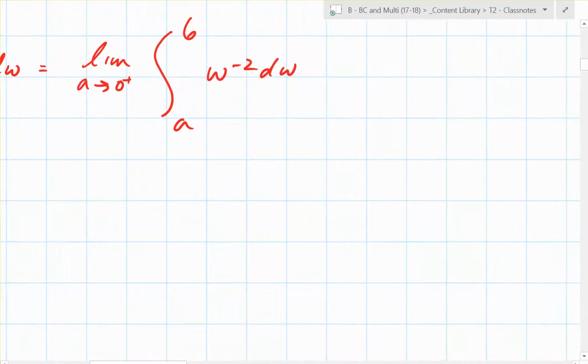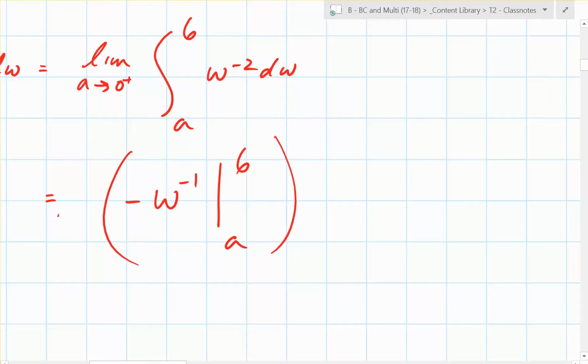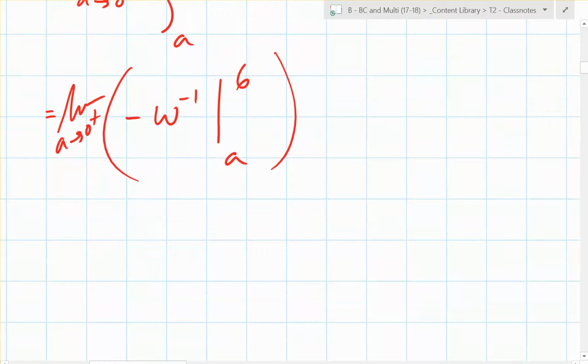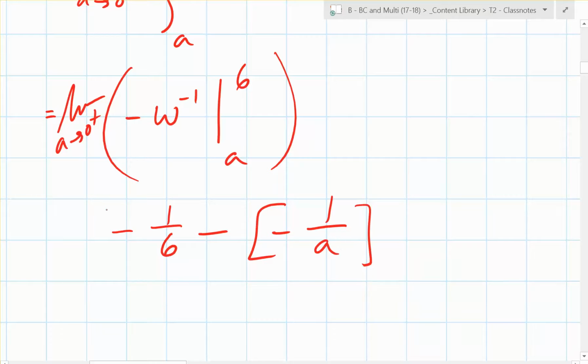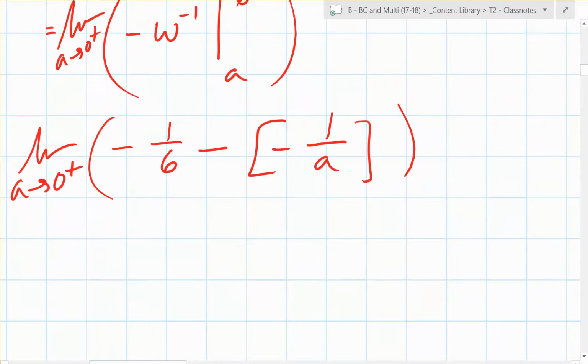Now we take the what? So what's the integral going to be? w to the negative 1, from a to 6, and it's the limit as a goes to 0 from the right. Now you just have to be careful with the negative signs. So what do you end up with? Let's plug in 6: negative 1 over 6 minus negative 1 over a, and it's the limit as a goes to 0 from the right.